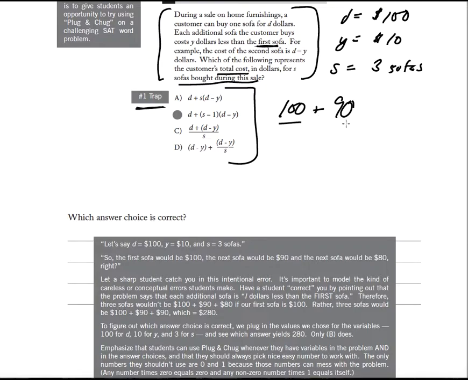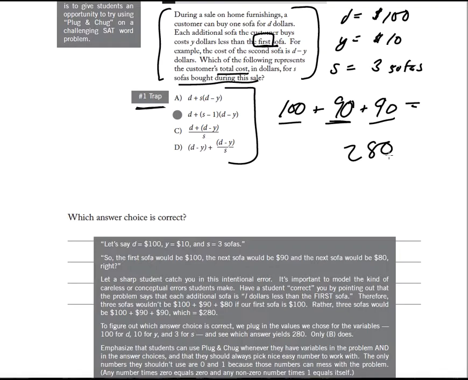It's going to be 100 for the first sofa, 90 for the second sofa, 90 for the third sofa. No matter how many sofas I buy, each one's still going to be $90 after that first one because of that key five-letter term. So now 100 plus 90 equals 280. And I can go A, B, C, D, and figure out which answer choice equals 280.